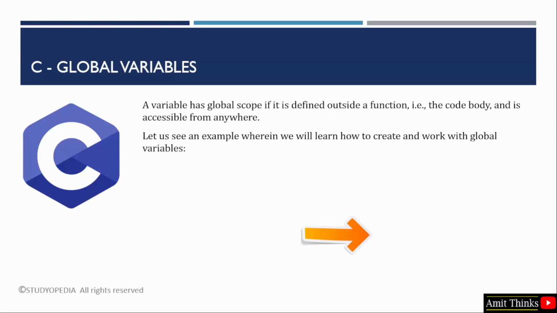Now let us see what are global variables, that is global scope. A global variable is declared outside all functions and is accessible from any function within the same file. It is created when the program starts and destroyed when the program ends. Global, as the name suggests, means accessible from anywhere. We will see an example to create and work with global variables so that you can understand the global scope more. Let's see.